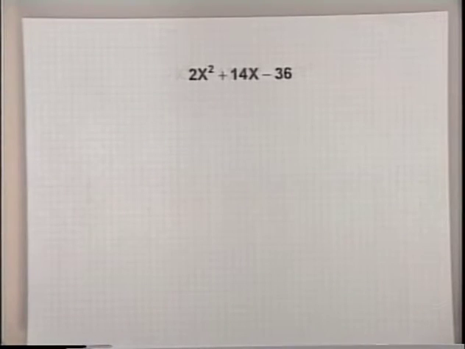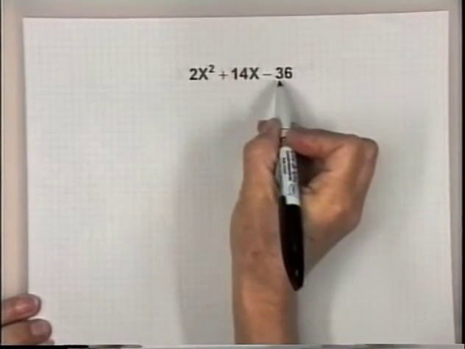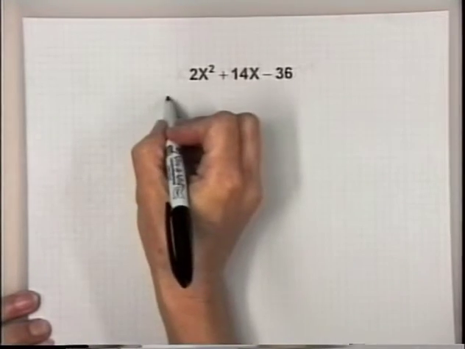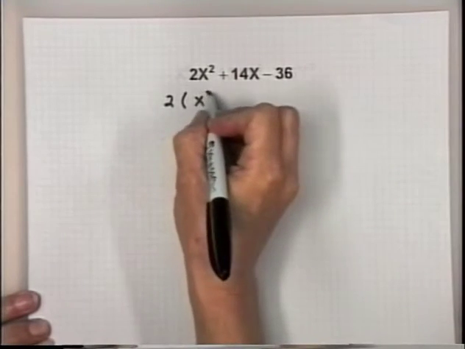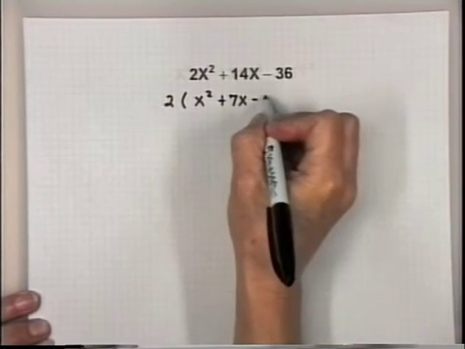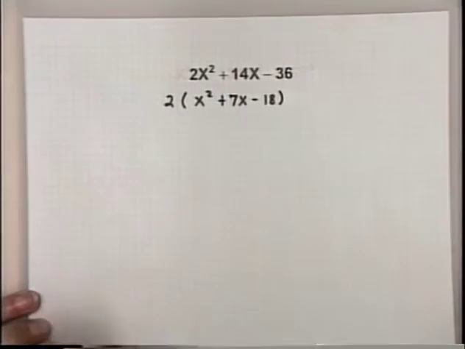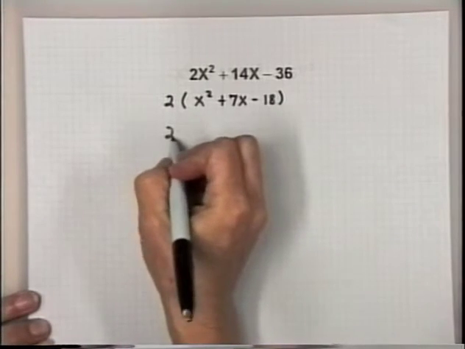For 2x squared plus 14x minus 36, you should have noticed that you have a common factor of 2. So your first step would be factor out the 2. That would give you x squared plus 7x minus 18 for your second factor here. Now, let's bring down the common factor of 2.